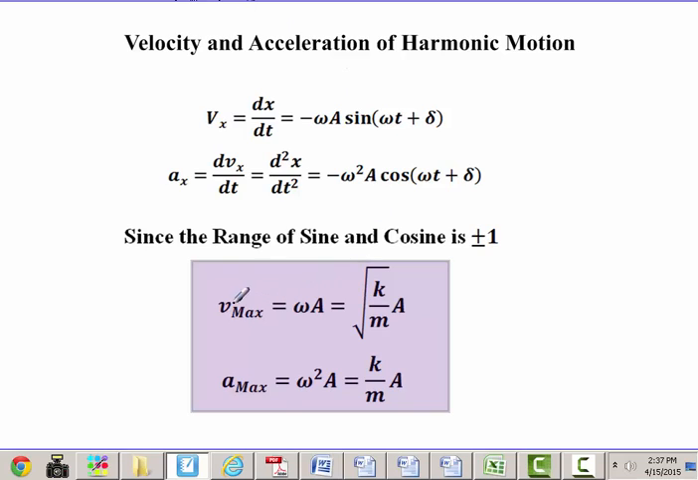If you want to find v max, it's just going to be omega times maximum amplitude. If you want to find acceleration, omega squared times amplitude. Or you can write it as v max is the square root of k over m times amplitude, or maximum acceleration is k over m times A.